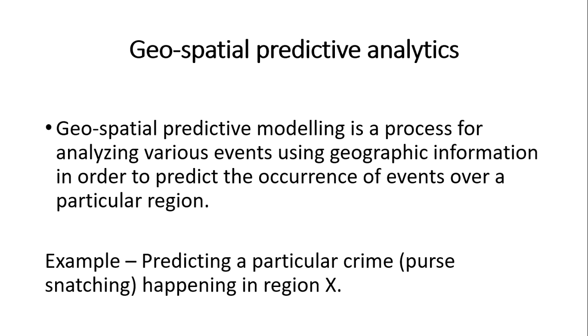Geospatial predictive modeling is a process in which we use the geographic information of a particular area in order to predict the occurrence of a particular event in that area. This geographic information may include a number of factors like infrastructure, socioculture, topography, etc. All these spatial environment factors influence the occurrence of that particular event. For example, it can be predicting a particular crime like purse snatching that is happening in region X.